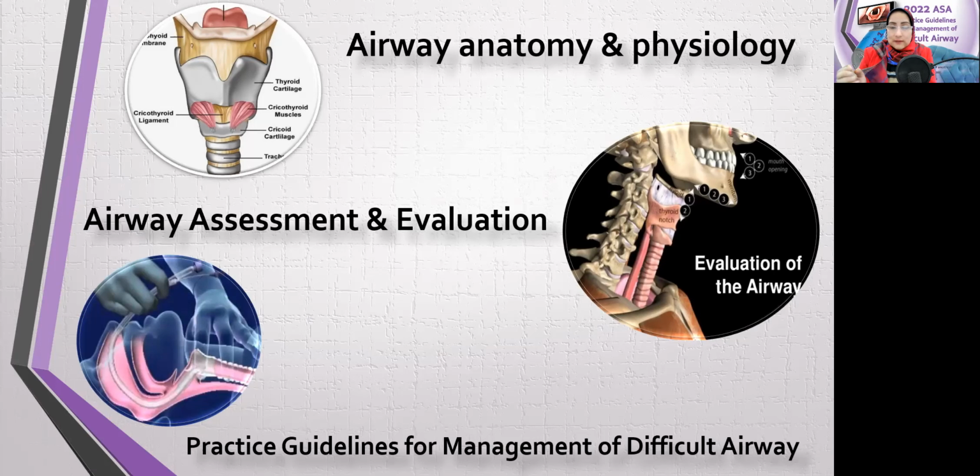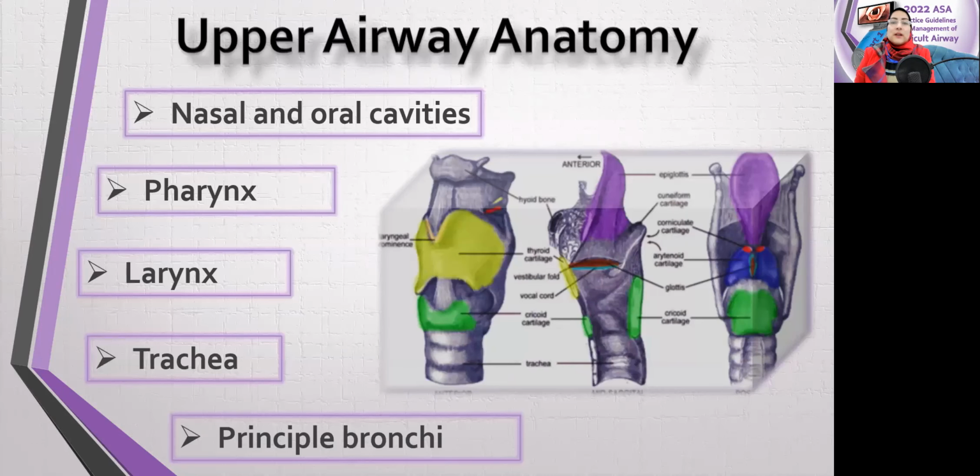I may face a difficult airway scenario or can't intubate, can't ventilate in an emergency situation, as in a trauma patient. I may face it in the emergency department or in the ICU in a critical situation. So I have to quickly assess and evaluate my patient and not omit anything important. So let's start with the anatomy of the upper airway.